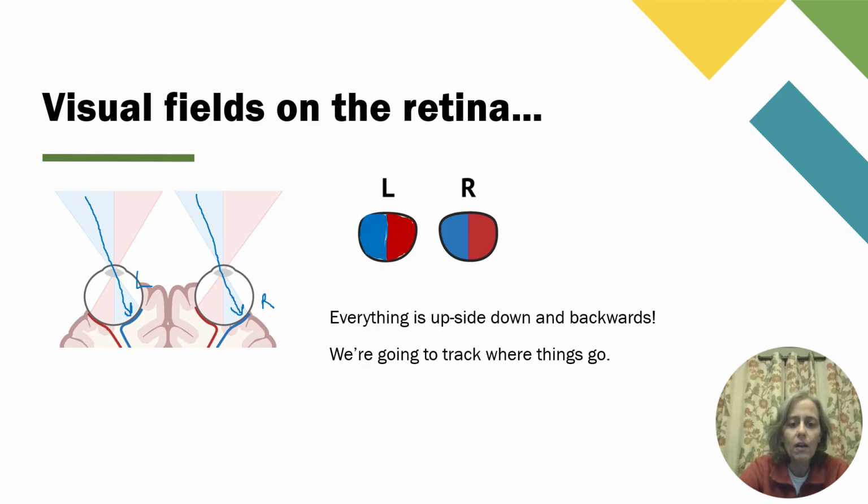And then of course all the red light as it's coming in is hitting the other side of the retina because everything gets flipped upside down and backwards. Okay, so now that we understand where light from what I'm looking at is hitting my retina, the red light is hitting over here and the blue is hitting on the other sides, we're going to track where those axons from those different parts of the retina go.